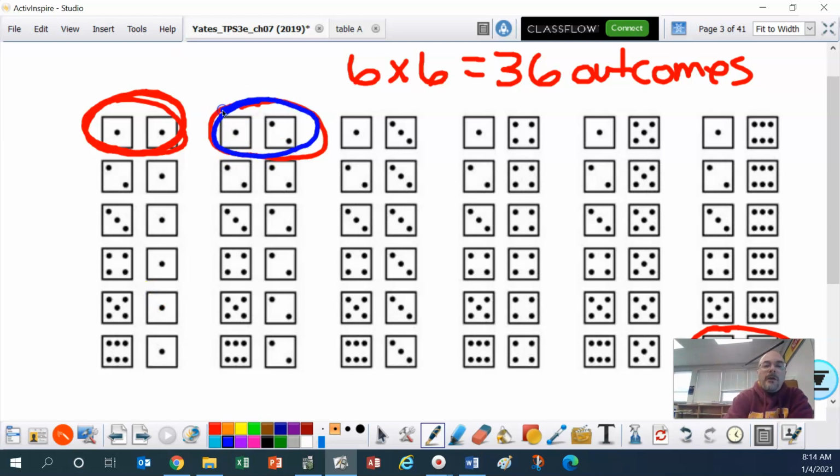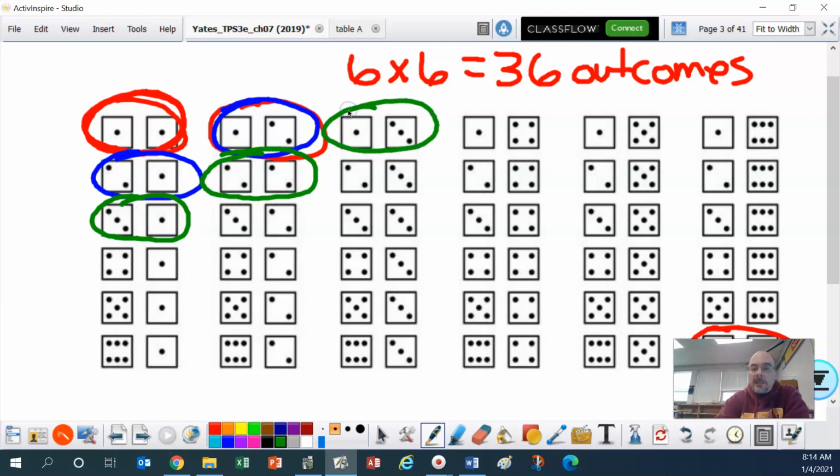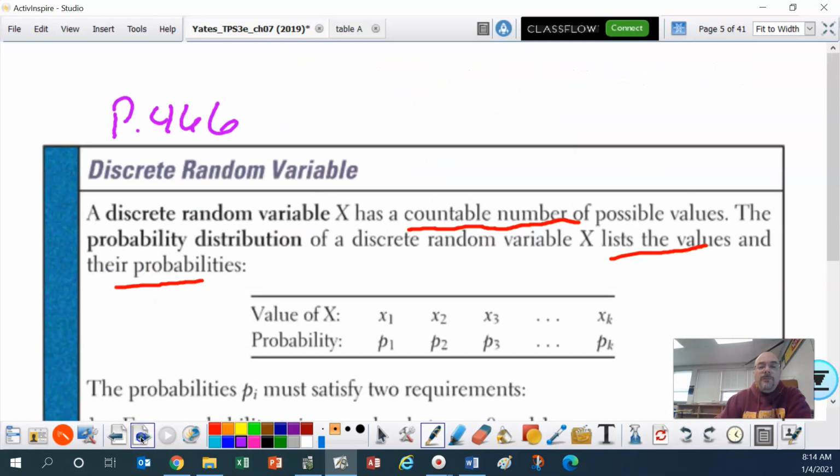There are two ways you can roll a sum of three. There are three ways, go look diagonally, there are three ways to roll a sum of four. There are four ways to roll a sum of five, and so on. So I'm going to go ahead and put those fractions in.